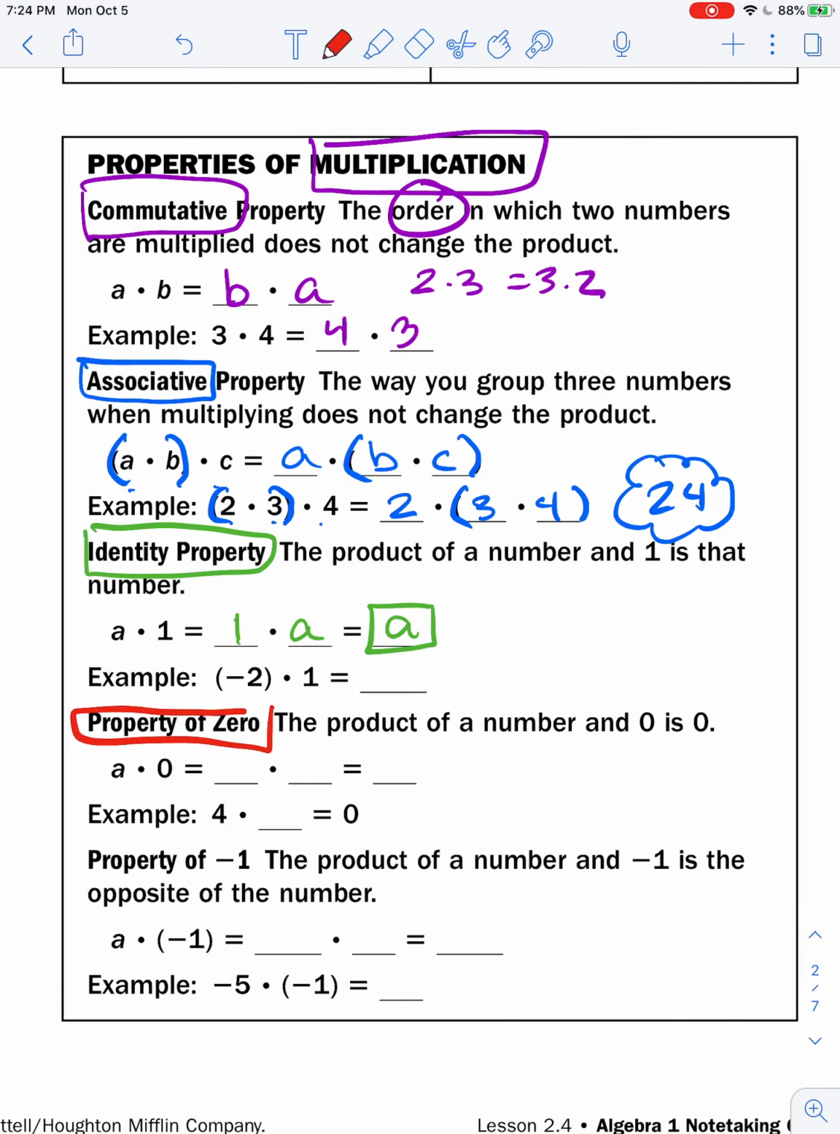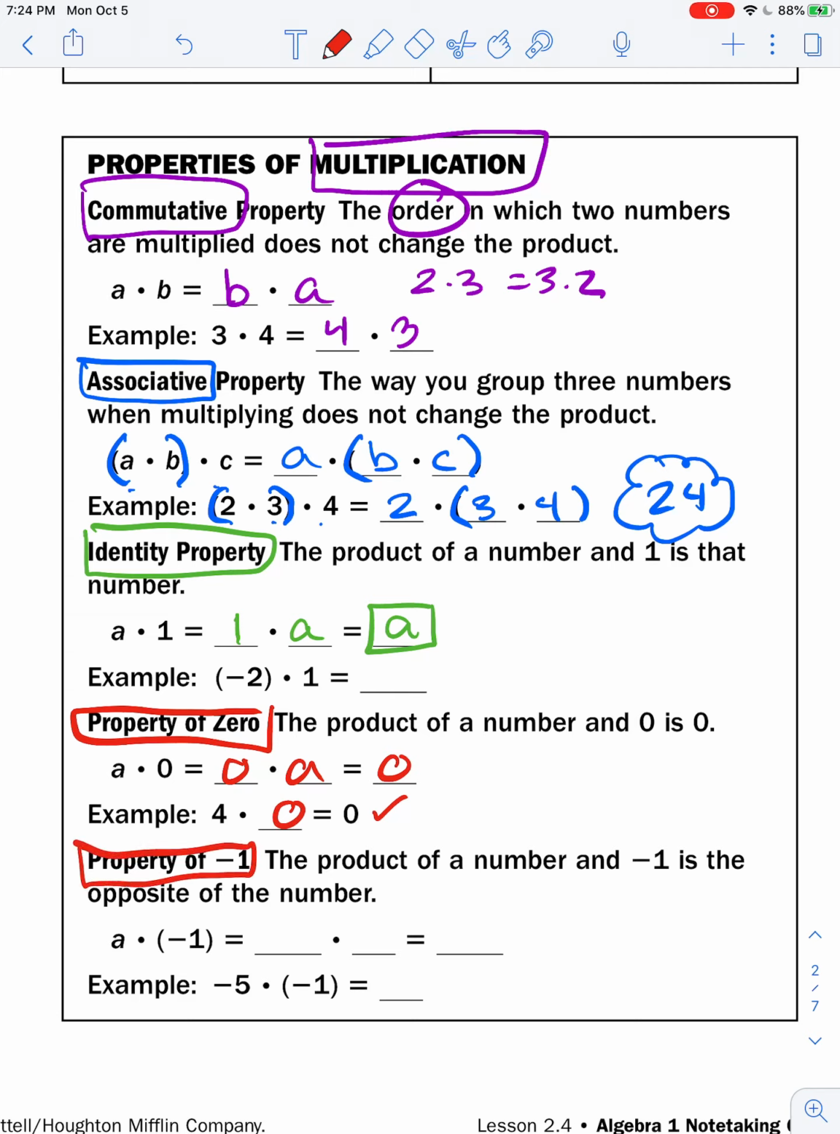And the property of 0: the product of a number and 0 is 0. So whether you take a times 0 or 0 times a, you're going to get 0. So 0 times anything just becomes 0. So here, to get 0 as an answer, 4 would have to get multiplied by 0.